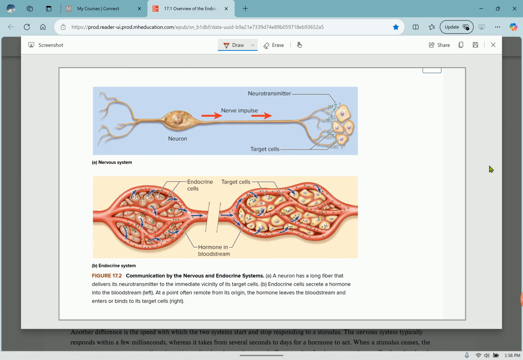The endocrine system does work a little bit slower than the nervous system. The nervous system is very fast and it does release neurotransmitters like acetylcholine, epinephrine, norepinephrine. And the endocrine cells or glands will release hormones that will go to a target cell. So we have a gland that releases a hormone that goes to a target cell.